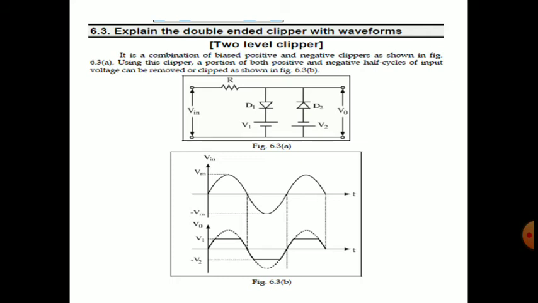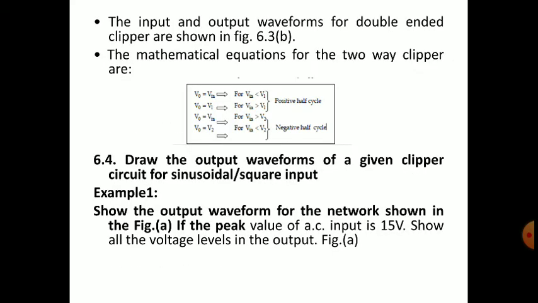So the two levels we will get are V1 and V2 for the other two conditions. That is, V output is equal to V1 for V input greater than V1, and V output is equal to V2 for V input less than V2. You may get confused because of V input greater than V2 or less than V2, because we consider it as minus V2 here. By applying the minus, we can change the greater than to less than and the less than to greater than condition.